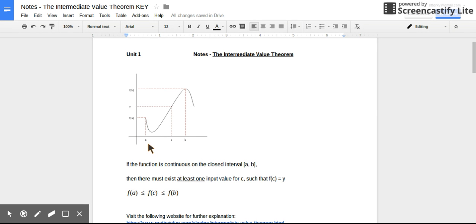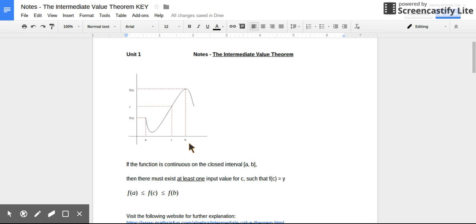If I'm using inputs or x values and plugging them into a function, then I'm getting outputs, or values of a function. If I plug in a into a function, my output is described as f of a. If I plug in b, my output is described as f of b. An input that's in between a and b can be described using the variable c. That's just another input variable. So c is somewhere in between a and b. And if I plug it in, I get this output. We could call it f of c if we wanted.